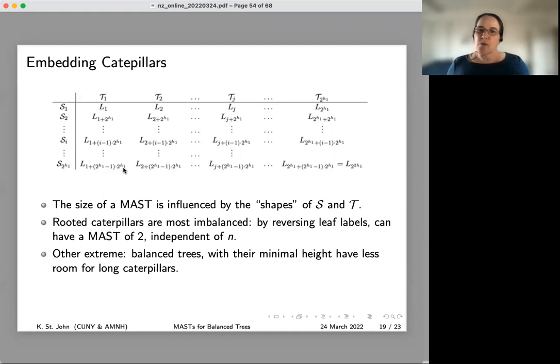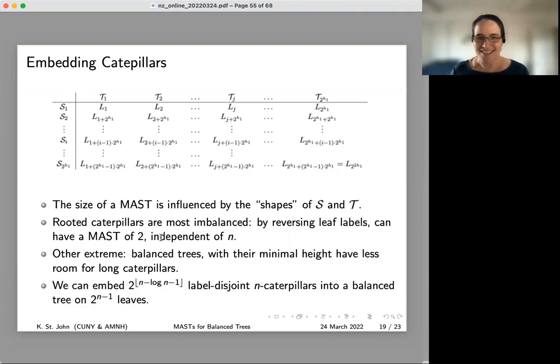And so we can take those and use them. On the other hand, if we have balanced trees, their minimal height has less room for these long caterpillars, but we can actually take these balanced trees and split them into these short caterpillars. Each of those short caterpillars can add at most 2. And when we start summing them up, we end up with much lower than square root of n.